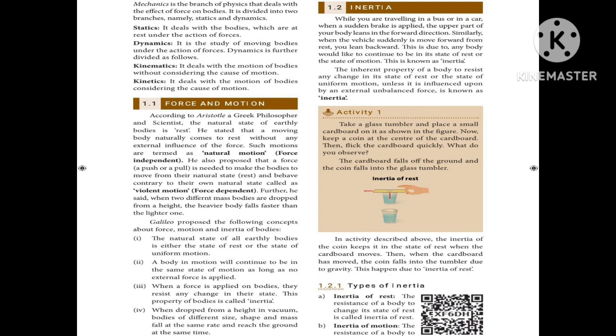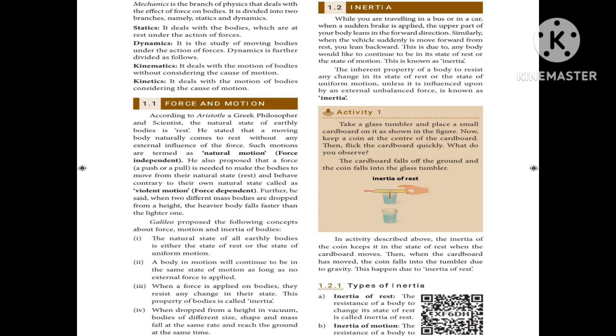Activity 1. Take a glass tumbler and place a small cardboard on it as shown in the figure. Now, keep a coin at the center of the cardboard. Then, flick the cardboard quickly. What do you observe? The cardboard falls off to the ground and the coin falls into the glass tumbler. In the activity described above, the inertia of the coin keeps it in the state of rest when the cardboard moves. Then, when the cardboard has moved, the coin falls into the tumbler due to gravity. This happened due to inertia of rest.